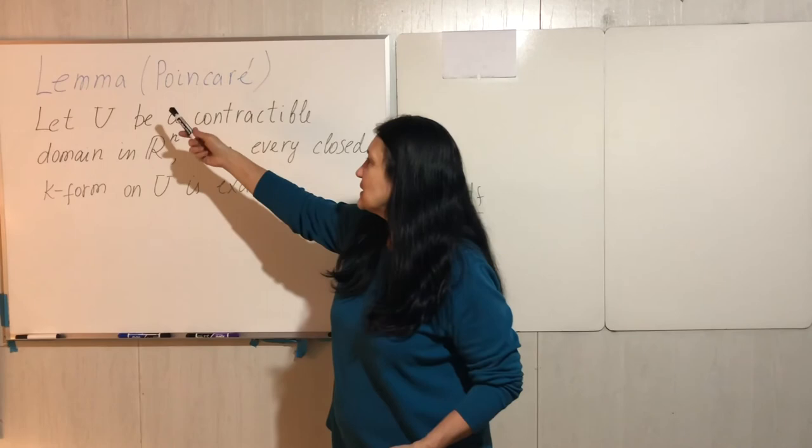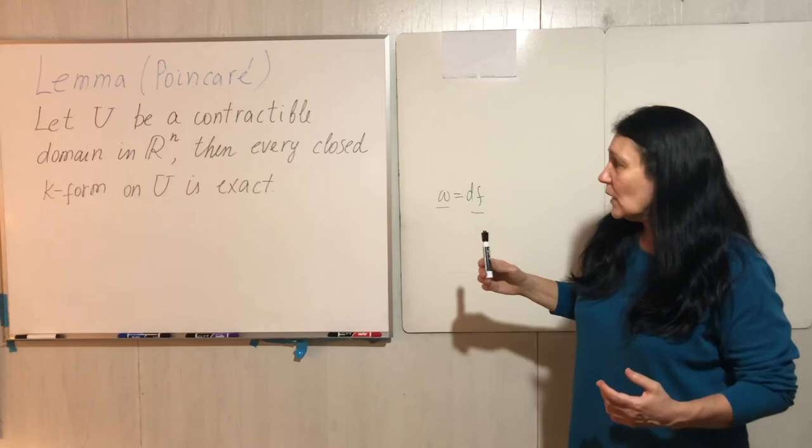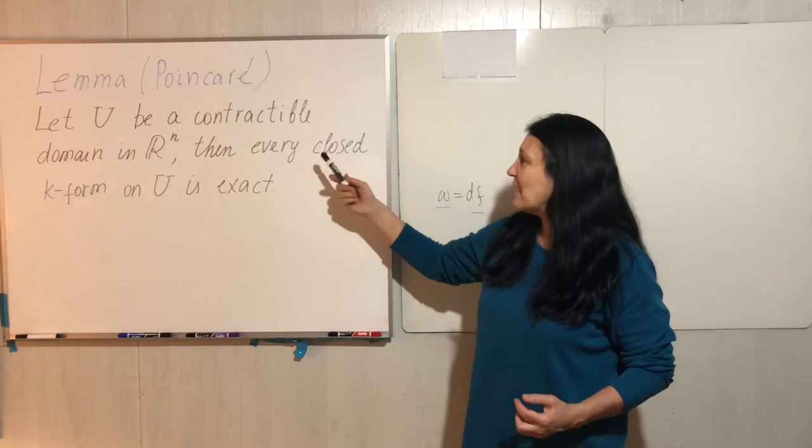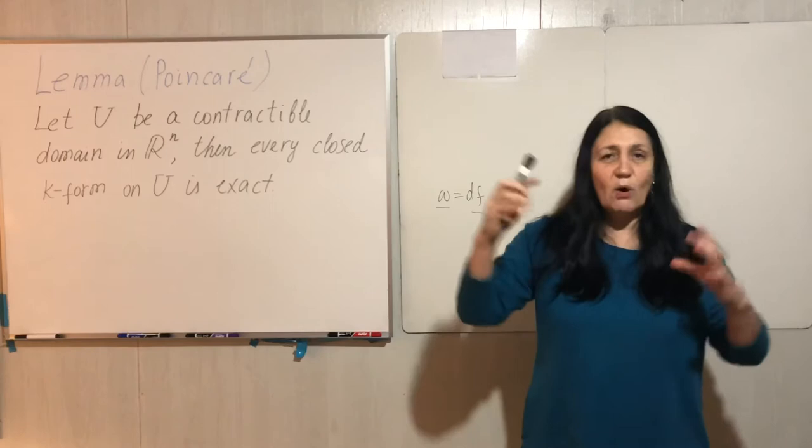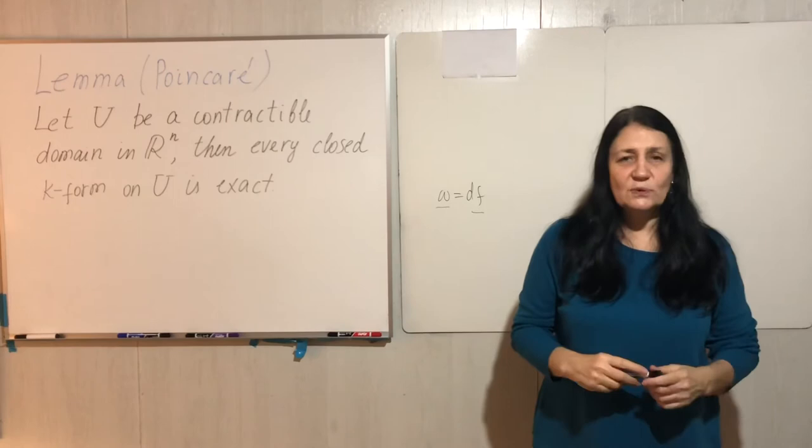So the answer is given by the Poincaré lemma, which says when a closed form is exact. Let U be a contractible domain in Rn, then every closed k-form on U is exact, right? So what was different in our example? We had our domain with a hole, so the domain couldn't be just continuously deformed into a point.